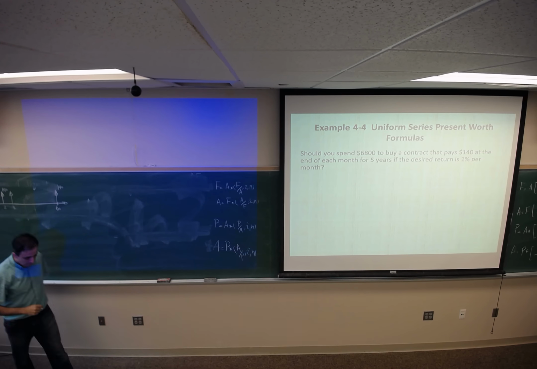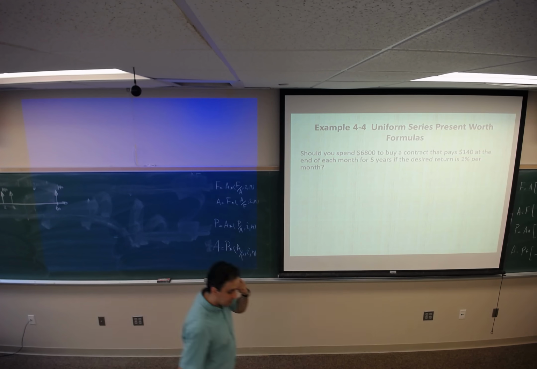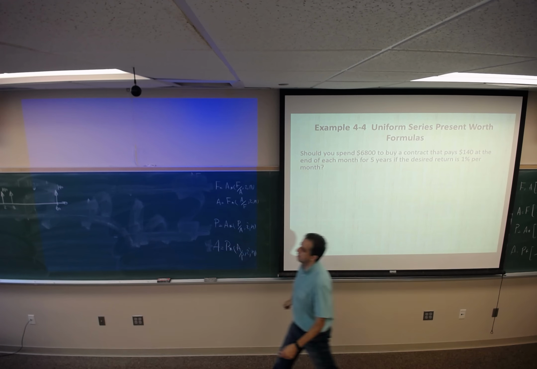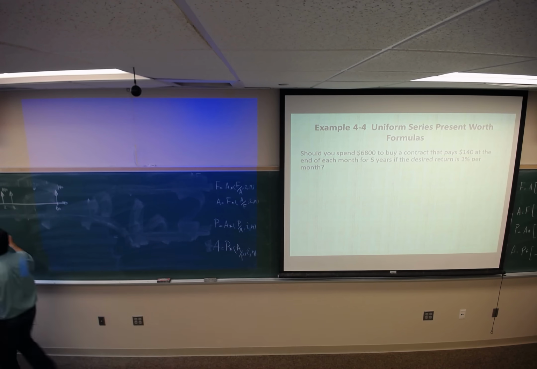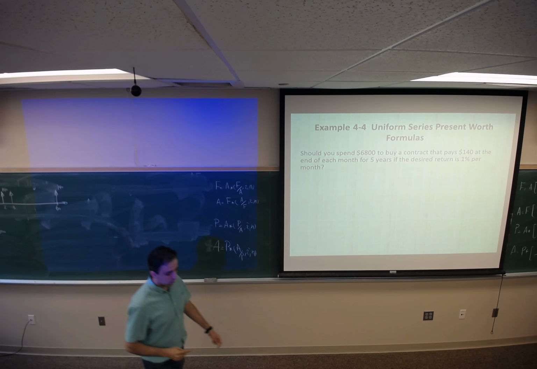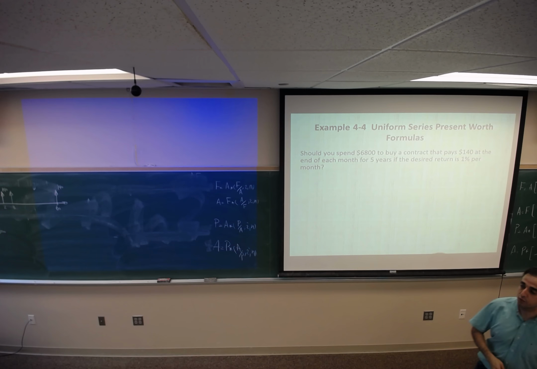So this investment project says if you want to get $140 every month for 5 years, you should pay $6,800 at present time. So if you pay $6,800, you can receive $140 every month for 5 years.